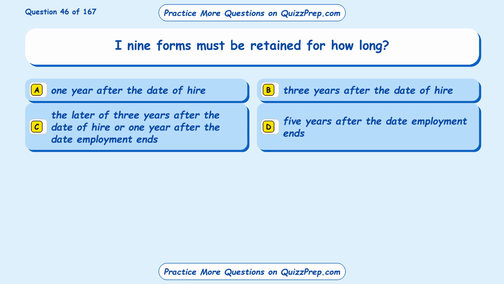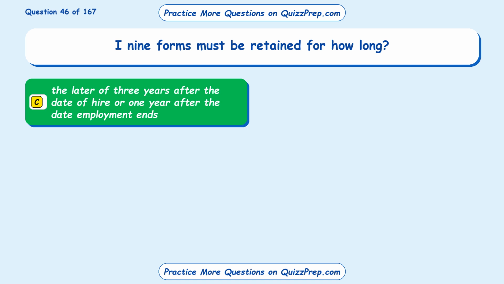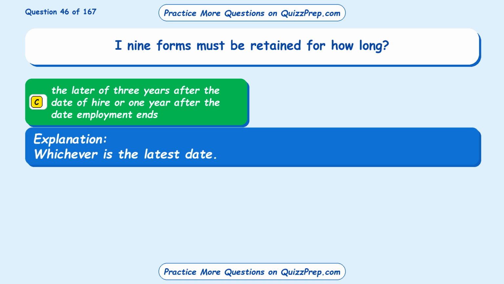Question 46. I-9 forms must be retained for how long? Option A, 1 year after the date of hire. Option B, 3 years after the date of hire. Option C, the later of 3 years after the date of hire or 1 year after the date employment ends. Option D, 5 years after the date employment ends. The correct answer is option C, the later of 3 years after the date of hire or 1 year after the date employment ends, whichever is the latest date.